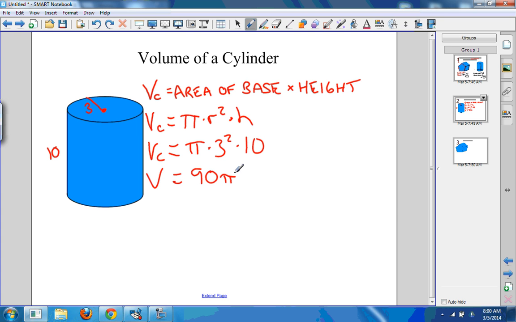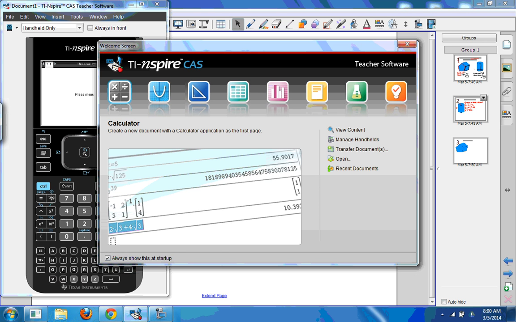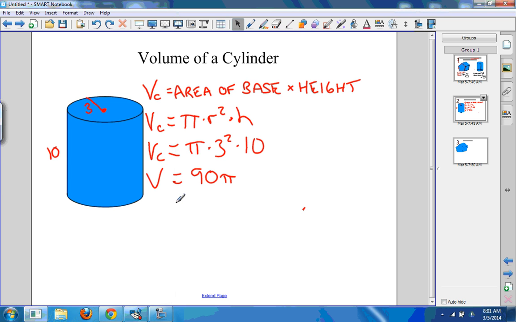So I get 90 pi. If the problem says to leave it in terms of pi, then we would want to leave it like that. If not, we would want to get out our calculator, and we can put in 90 times pi. And we get 282.743.